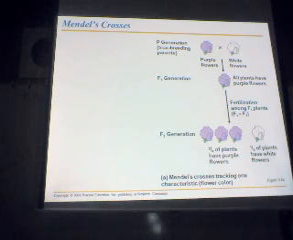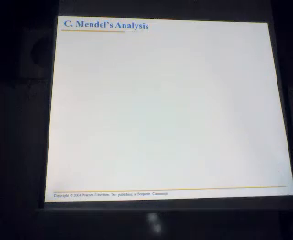And here's a different format. Again, we crossed, in this case, purple by white. The first filial generation, we had all purple plants. We crossed those by themselves. We had the 3-to-1 ratio, purple to white, in our second generation.